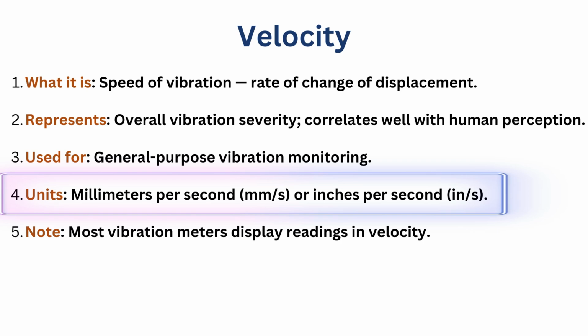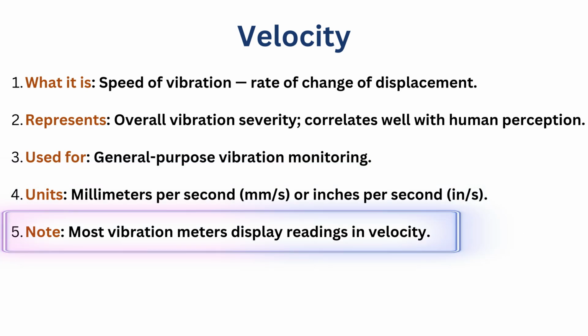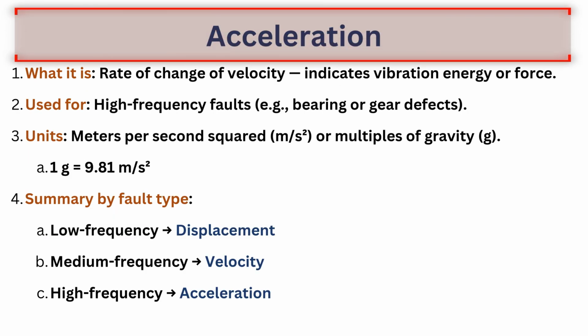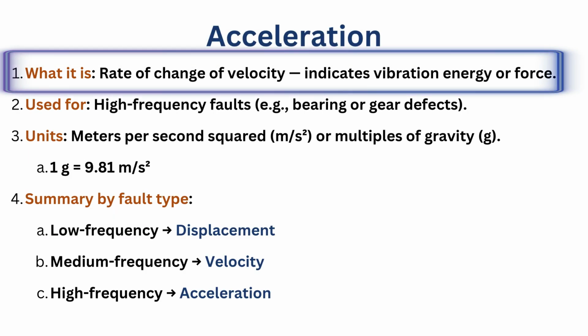And we measure this velocity in mm per second, known as millimeters per second, or it can also be measured in inch per second. Also, you have seen the normal vibration meters; they mostly display the readings in velocity. Now move to the next important term, that is known as the acceleration. So what is this acceleration? Acceleration tells us how quickly the velocity is changing, right? It represents the force or the energy behind the vibration.